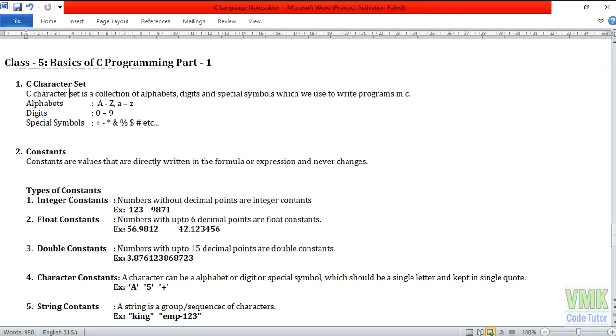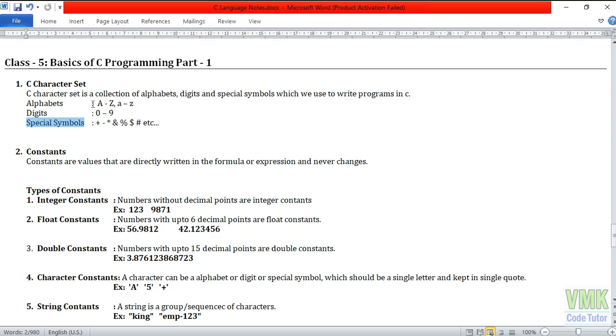In this class, we are going to understand the basics of C programming. First of all, we are going to understand the C character set. The C character set is a collection of alphabets, digits, and special symbols which we use to write programs in C. The character set is a collection of alphabets, digits, and special symbols, similar to your English language.